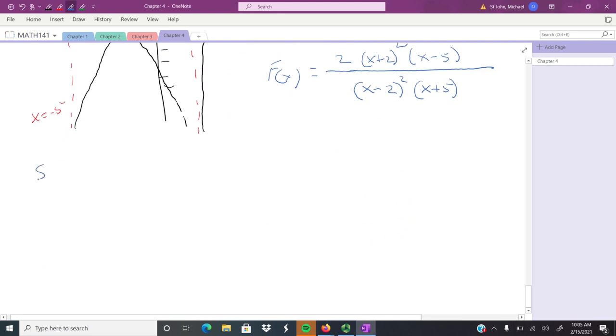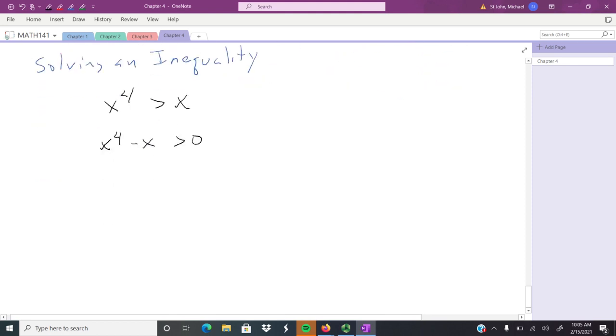All right. And then you have in terms of solving an inequality. Right? So given something like this, x to the 4th greater than x. So x to the 4th minus x is greater than 0. We could factor out an x.